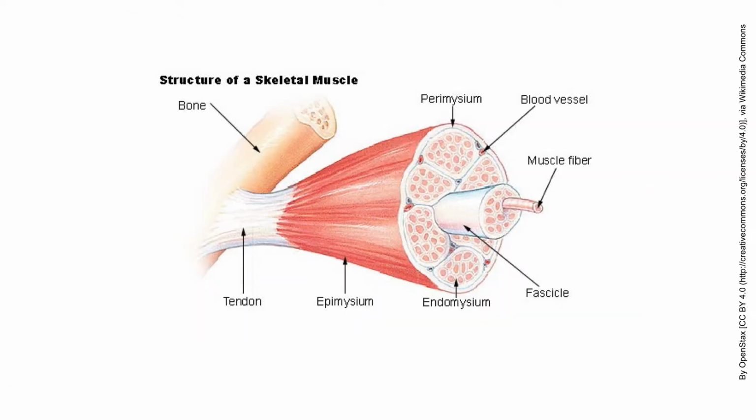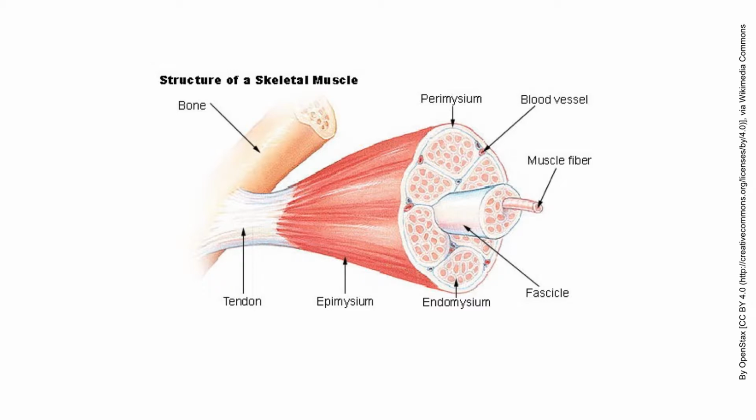Muscle cells have a long cylindrical shape, and because of this, they are often referred to as muscle fibers. So remember when you're learning about human physiology that muscle cells and muscle fibers are used synonymously and basically mean the same thing. Now, connective tissue binds muscle fibers in a hierarchical pattern.